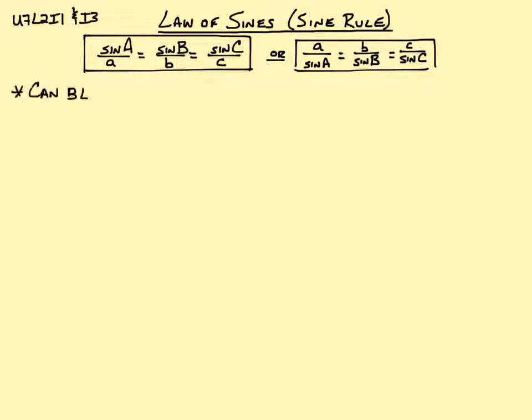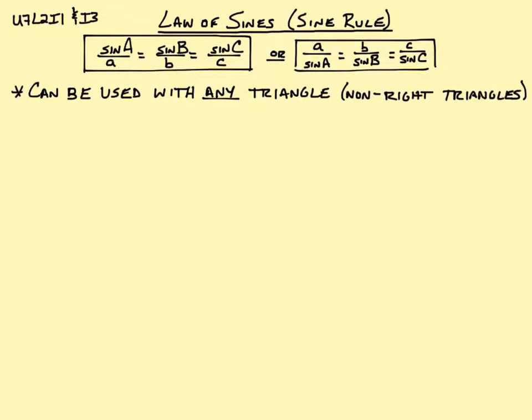Okay, so when can we use these? We can use these with any triangle. Any triangle at all. We generally use them with non-right triangles, because when we have right triangles, we tend to use the basic properties of sine, cosine, and tangent, being sine is opposite over hypotenuse, cosine is adjacent over hypotenuse, tangent is opposite over adjacent. So in right triangles, we tend to use those. In non-right triangles, we tend to use the law of sines.